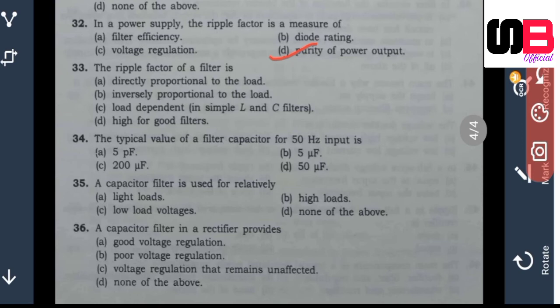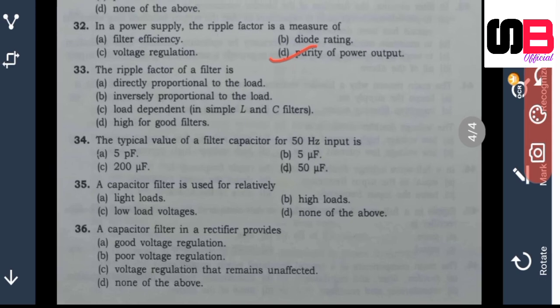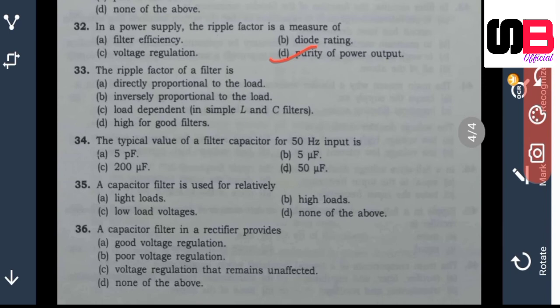Question number 33. The ripple factor of a filter is directly proportional to the load, inversely proportional to the load, load depends simply on L and C filters, or high for good filters. And the option is load depends simply on L and C filter. Option C is the answer.